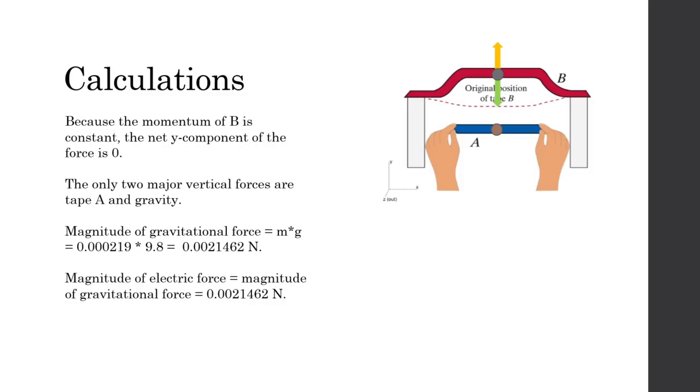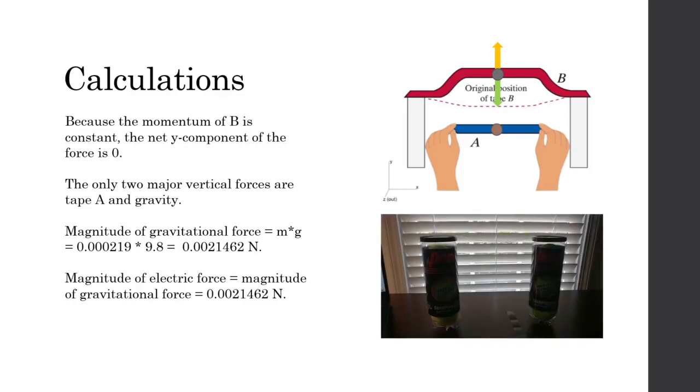In order to calculate the gravitational force, it was pretty simple. We took the mass and multiplied by gravity, which is 9.8, and we got 0.002 newtons. In order to get the electric force, we knew that it had to be equal to the gravitational force in order to cancel out, so it was also equal to 0.002 newtons. And I have a picture here of the model that I used. It's not very clear, but you can see that I have the tape on top, and I just put the tape under it, and it repelled the other one.